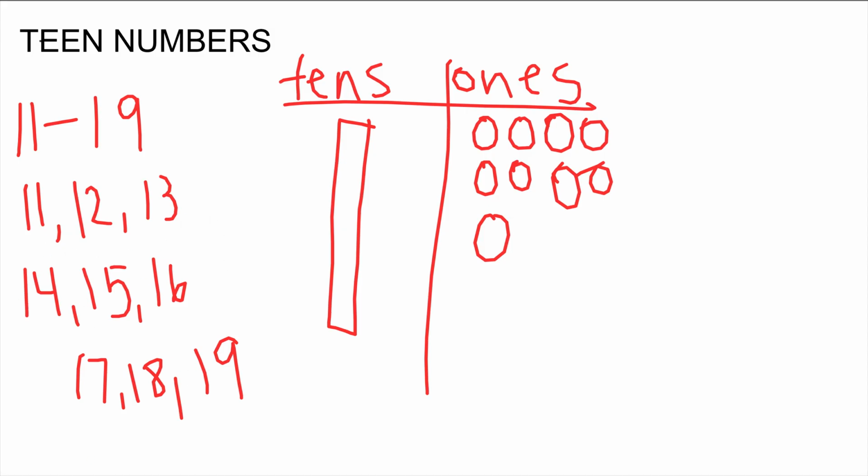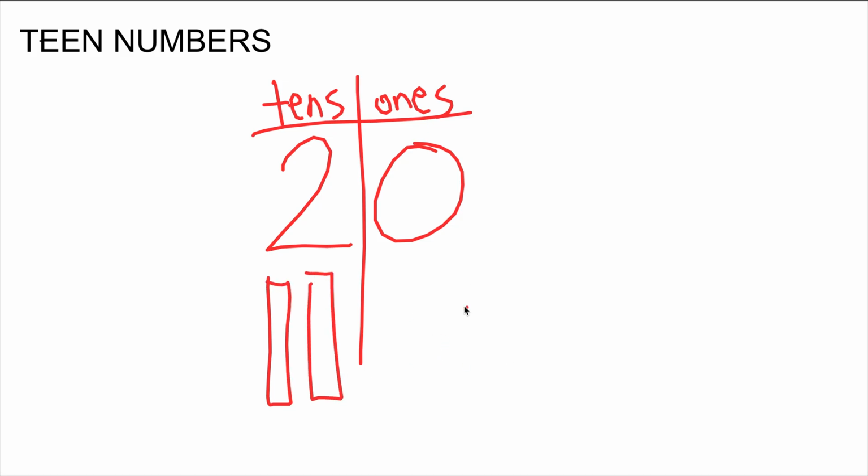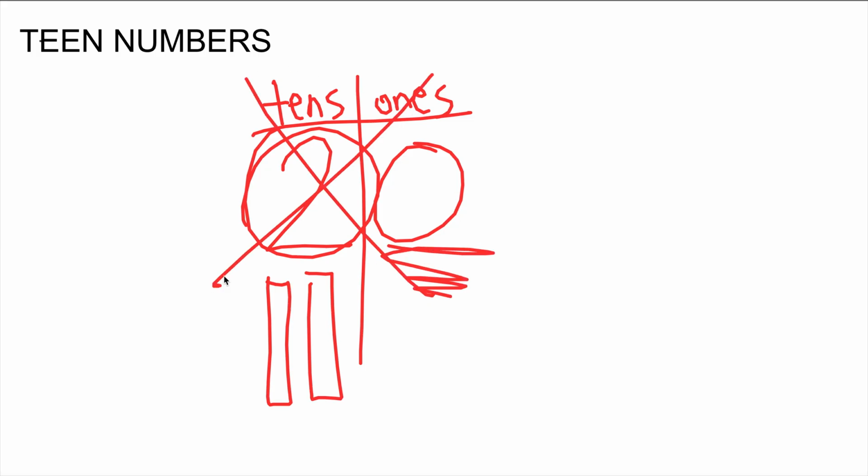But what about the number 20? Well, here's 20. Does 20 have 1 ten? No, 20 has 2 tens, and it doesn't have any ones. And teen numbers are supposed to have 1 ten and some ones. There's not 1 ten, and there's not even any ones here. So 20 is not a teen number.